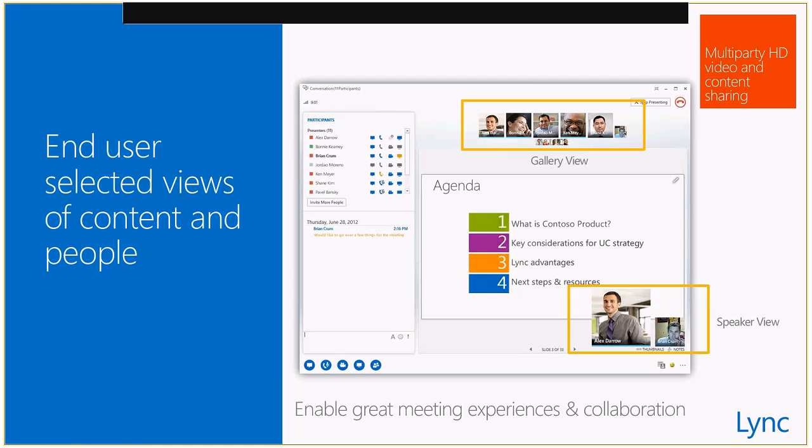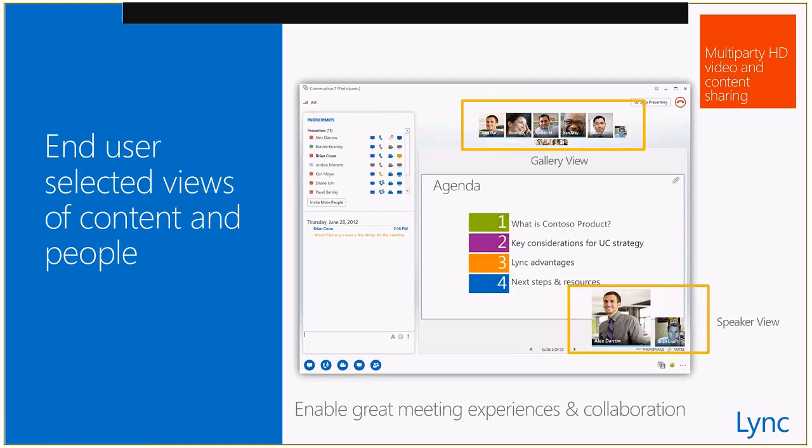Now, when we move to the end user view, y'all can change this and play with it on your own client very easily, as you'll see. But the meeting view options are designed to bring the content and the people together while optimizing the experience for each participant's needs. Now, what does that mean?